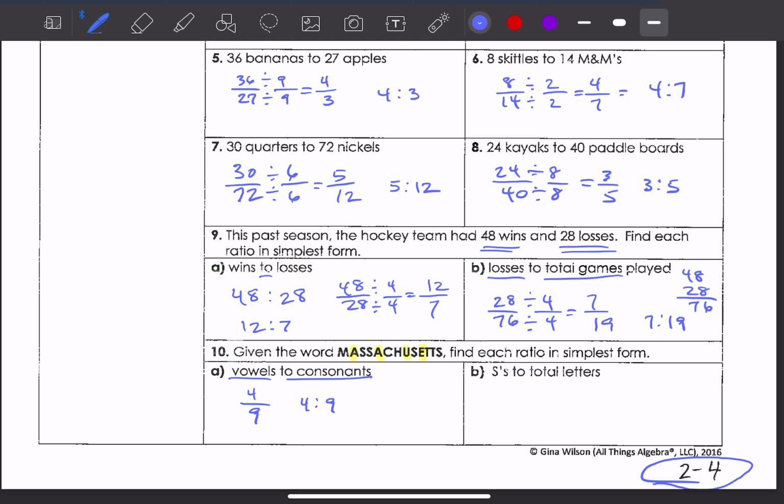The second one, they're asking me to find S's to total letters. So let's look at how many S's I have. 1, 2, 3, 4. So we have 4 S's in this word. And then total letters. Well, in my one before, if there were 4 vowels and 9 consonants, that means I have 13 total letters. So this ratio is going to be 4 to 13, and there are no common factors for those two numbers, so that ratio is in its simplest form.